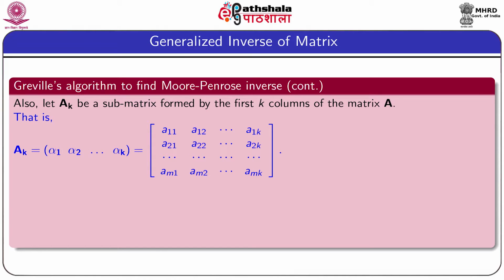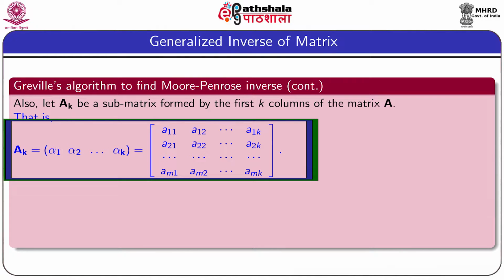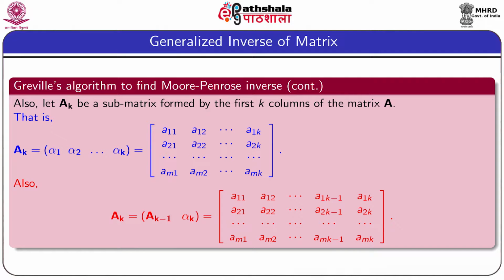So, using this notation, we can determine a submatrix constructed by the first k columns of the matrix A, which is denoted by A k, that is A k equal to alpha 1, alpha 2, up to alpha k, that means a submatrix formed by the first k columns of the matrix A. Also, this matrix A k can be written recursively as A k minus 1 augmented with alpha k, that means A k is a submatrix containing the first k minus 1 columns augmented with the kth column.